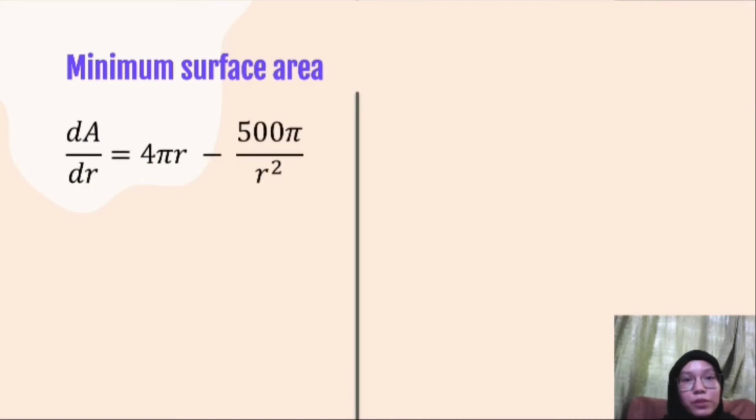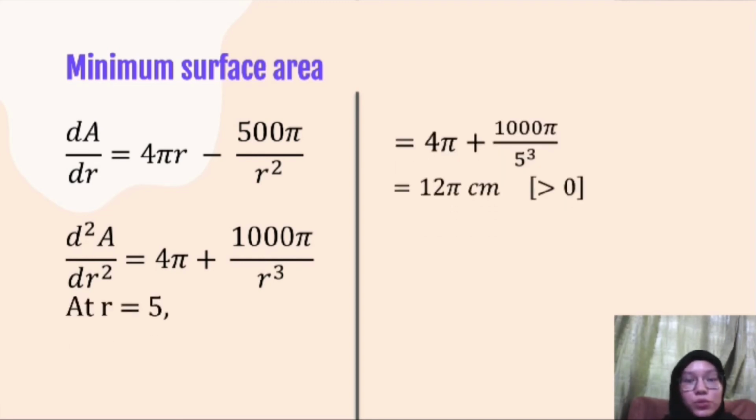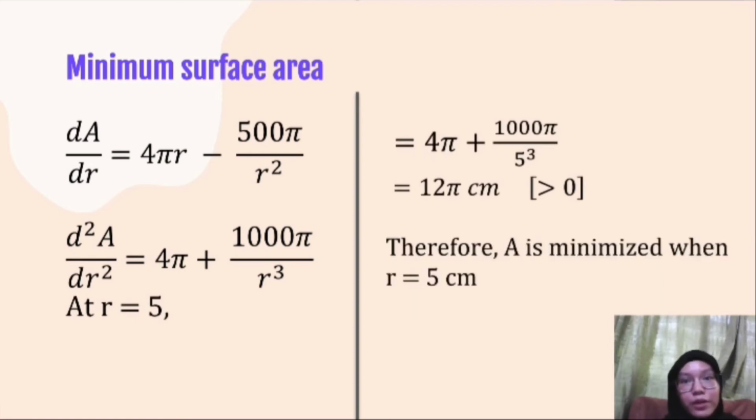For this step, we need to take the second differentiation, which is 4 pi plus 1000 pi over r cubed. After that, we substitute the r into the equation. At r equal to 5, the answer is 12 pi. 12 pi is bigger than 0, which is a positive value. Therefore, the area of the tomato can is minimized when the radius is equal to 5 centimeter.